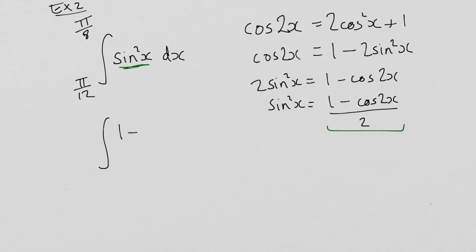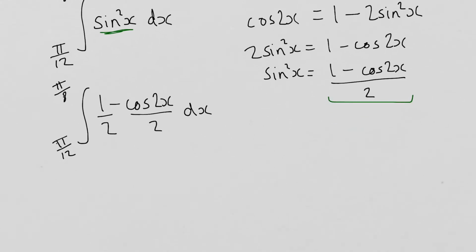So I will get 1 minus cosine of 2x. I'm just going to split that, so I've got a half, and then I've got that over 2 there with respect to x. And then my limits again here, so pi over 8 and pi over 12. So let's continue and see what we get.